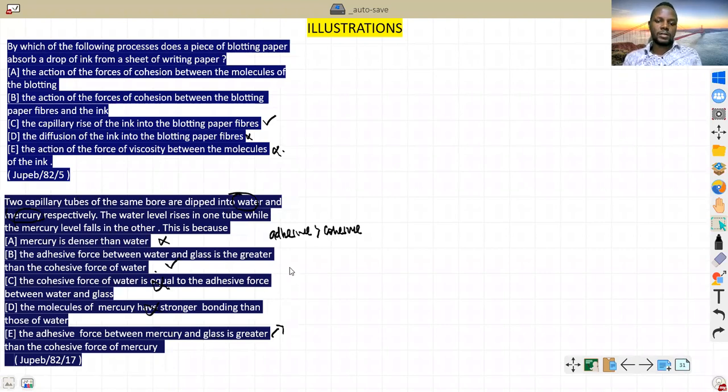Like I said, the adhesive force of mercury and glass being greater is wrong, as we have already studied before. So not to waste our time, the answer to the question is choice B here. B is correct, as mercury will not wet glass, that's convex meniscus, but water will wet glass, that is concave meniscus, and that is why we are picking B.